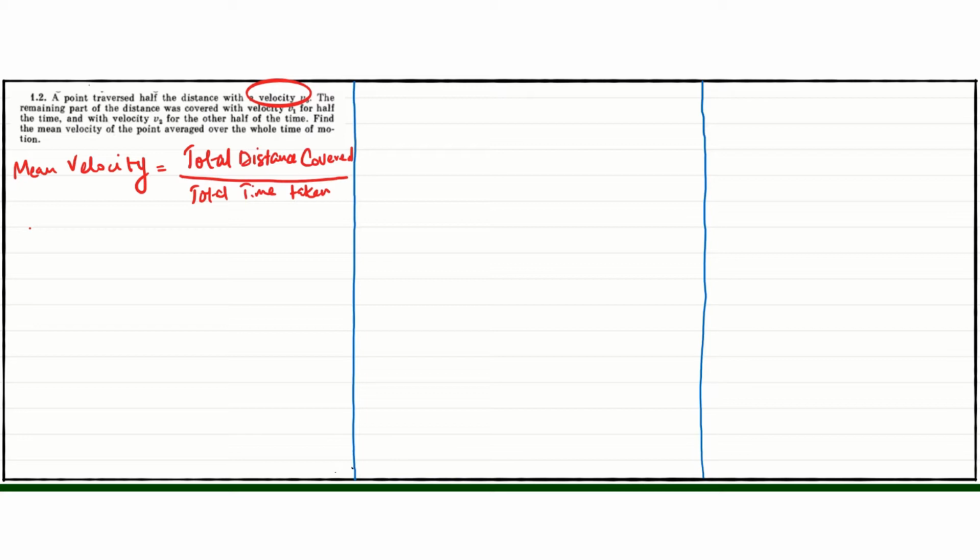So now let's look at the problem again and try to draw a diagram for it. The point traversed half the distance with a velocity v0, and the remaining half of the distance it covered with a velocity v1 for half the time and velocity v2 for the other half of the time. So let us assume that the particle moved from a point A to a point B. This is the total distance the particle moves, and let us assume that this distance is twice d. We are told that for half the distance, the particle moved with a velocity v0.